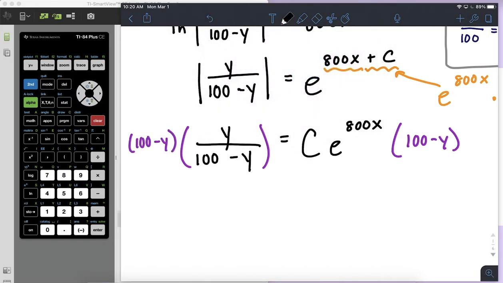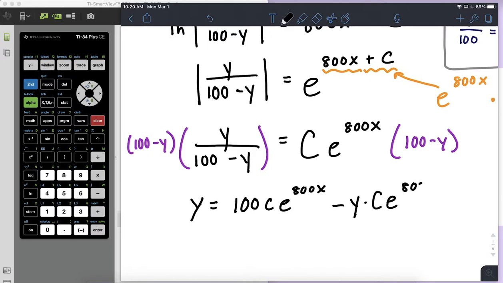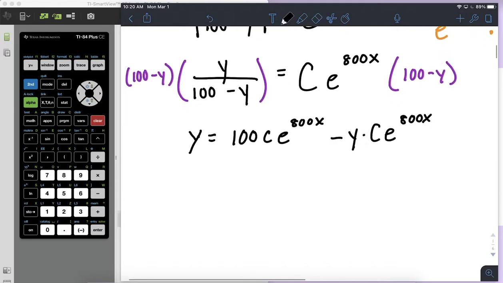Okay, so now we have that y equals 100c e to the 800x minus y times c e to the 800x. And you're going to see why I didn't, 100 times c, you could definitely make it as another c value, but I'm just going to leave it alone because right now the two c's I have are the same value, and that way I don't have to label them with subscripts.